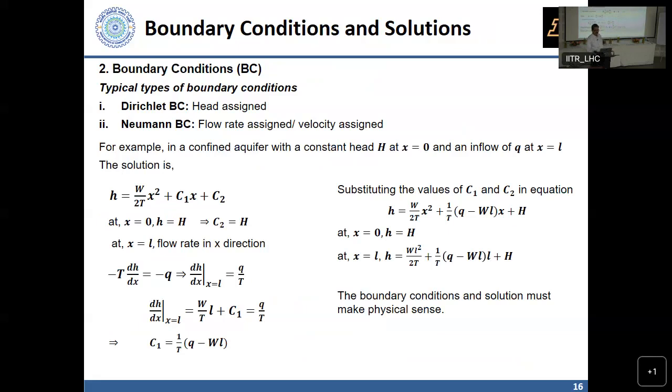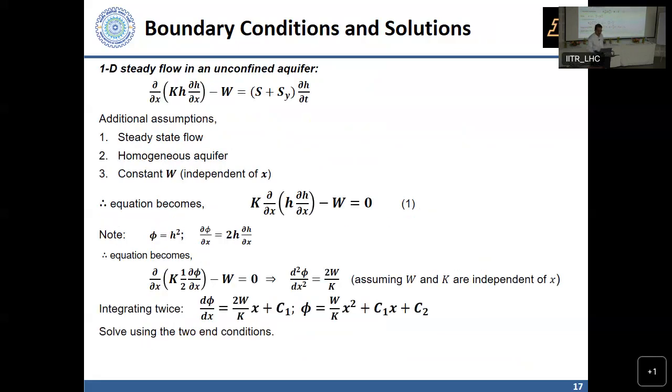If it's an unconfined aquifer, 1D again, and we'll talk about steady flow, our 1D equation would look like this, just based on what we talked about. Just that the terms in y have disappeared. We are essentially looking at flow in the x direction. It's steady state, that means this term over here is going to vanish. Homogeneous, so k is going to be constant, so it can come out. And we are assuming that w is constant, so it doesn't change with location. So constant withdrawal rate, let's say. In which case, since k comes out, we will have this particular equation.